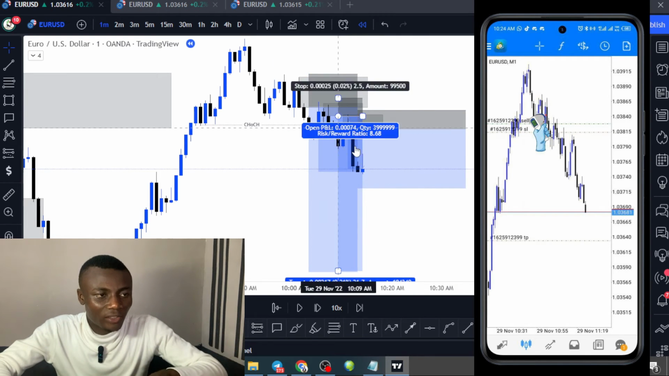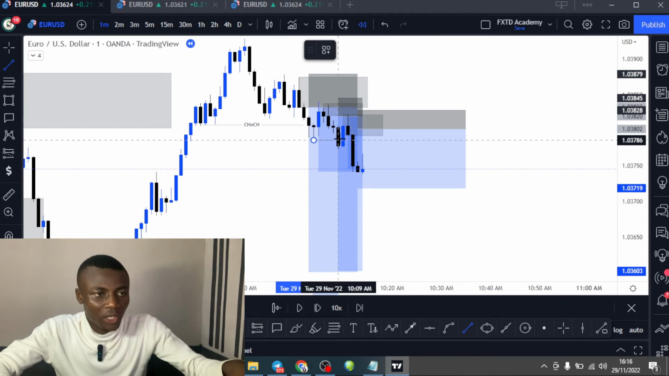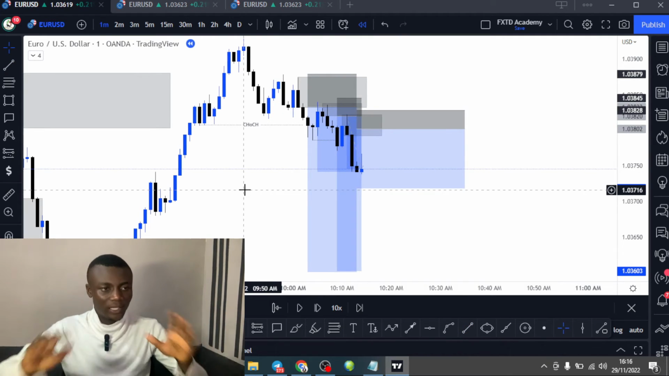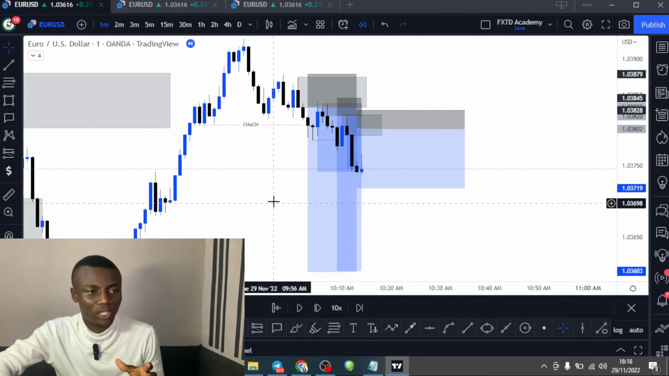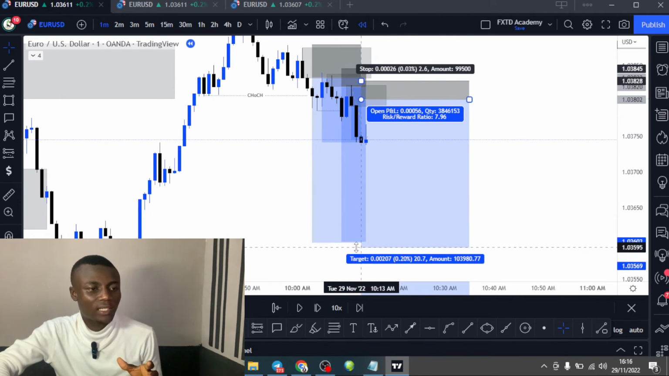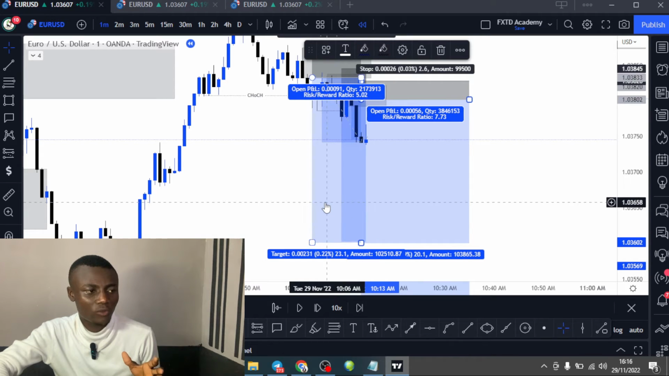Basically we now have another opportunity. We have a break of structure here. So this is actually a complete setup. Now this is a well confirmed setup. So I'm going to target this area. So this is 1 to 7, 1 to 8, and 1 to 5.